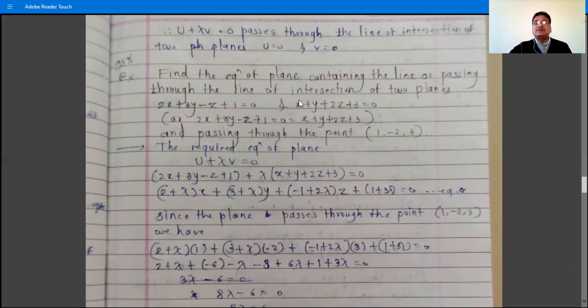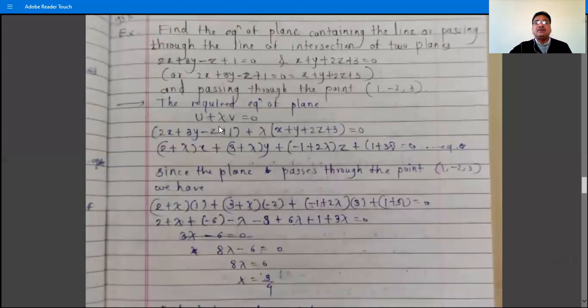So these equations are given separately or combinedly. These equations are given in this form: 2x plus 3y minus z plus 1 is equal to 0, and x plus y plus 2z plus 3 is equal to 0. One and the same. So what is the required equation of plane? U plus lambda v is equal to 0.